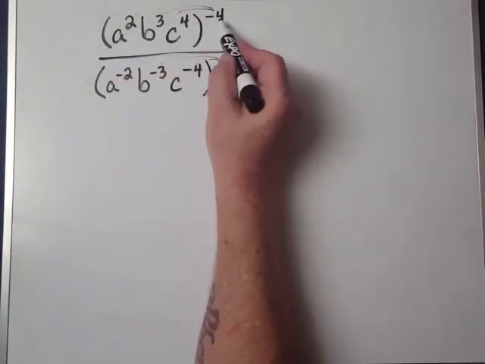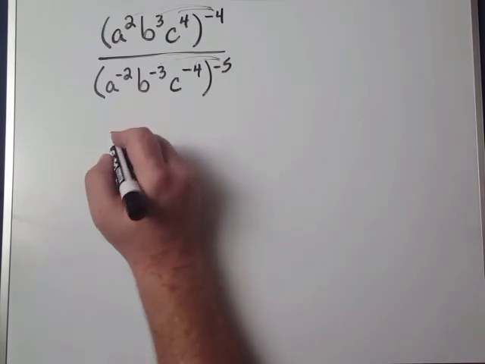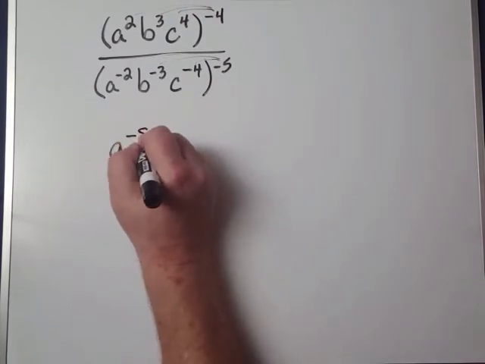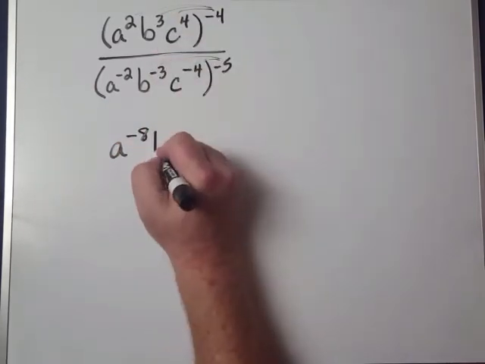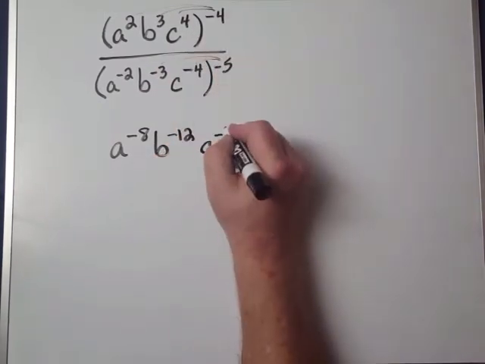A squared to the negative 4. That's a power to a power. Power to a power you multiply. A to the negative 8. Likewise, B to the negative 12 and C to the negative 16.